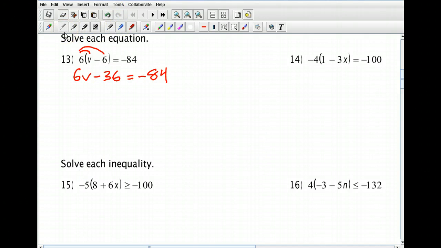What are you going to do first? What are you going to do second? So solve this. What do you do first? What do you do second? Add 36 first, and then divide by 6. So know this, either written down or mentally, what you're supposed to do before you start. So here we go. Add 36 to both sides. Good.